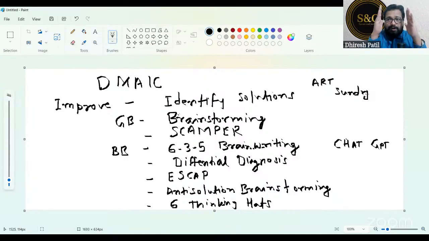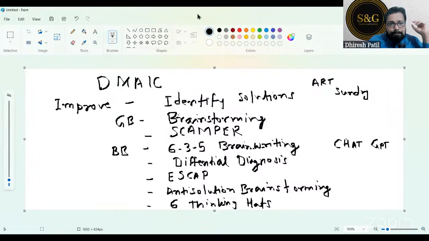In the DMAIC framework, we are in the Improve phase. After generating the ideas, we have to shortlist them because we cannot implement all of them. So we have to select which ones we will implement. That prioritization we are going to learn today, and I'm going to explain 4 different, very powerful techniques.